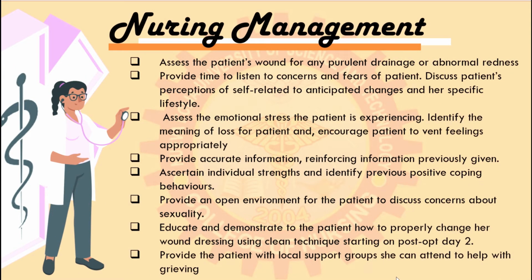For the nursing management, first is assess the patient's wound for any purulent drainage or abnormal redness. Second, provide time to listen to concerns and fears of the patient. Discuss patient perception of self related to anticipated changes in her specific lifestyle. Third is assess the emotional stress the patient is experiencing. Identify the meaning of loss for the patient and encourage the patient to vent feelings appropriately, and provide accurate information, reinforcing information previously given. Identify individual strengths and previous positive coping behaviors.